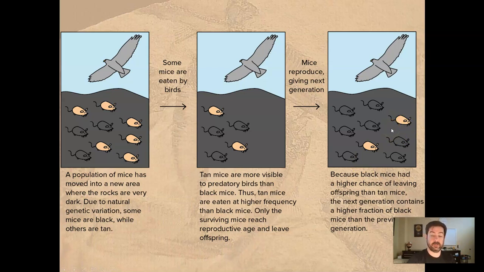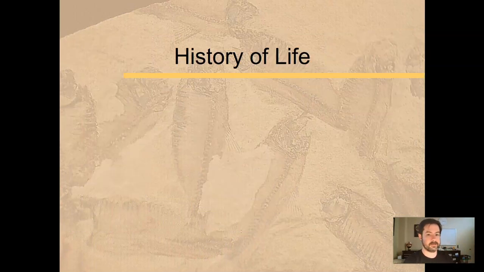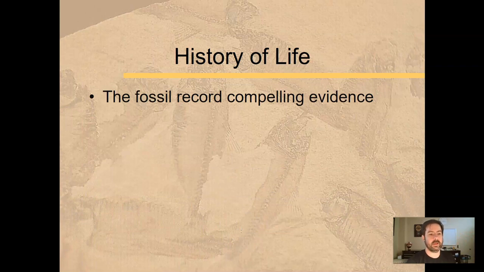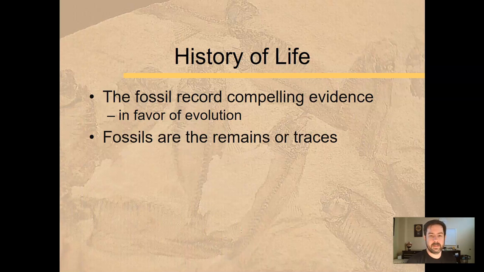It's natural selection. Nature is choosing a particular trait in a particular subsection of an organism that best suits the environment to be passed on. That's how evolution is. And we see that not only in organisms that are alive, but organisms that are dead via fossils. So the fossil record is the most compelling evidence in favor of evolution.